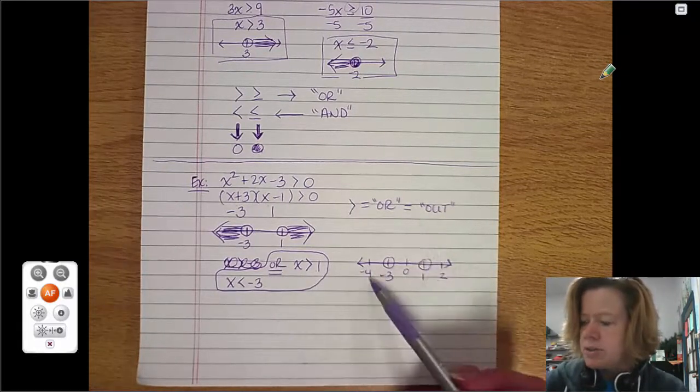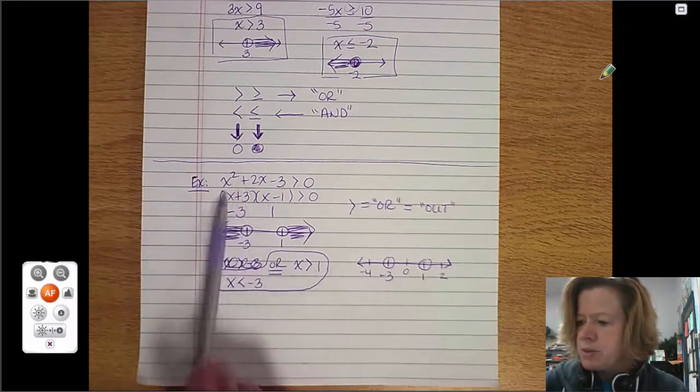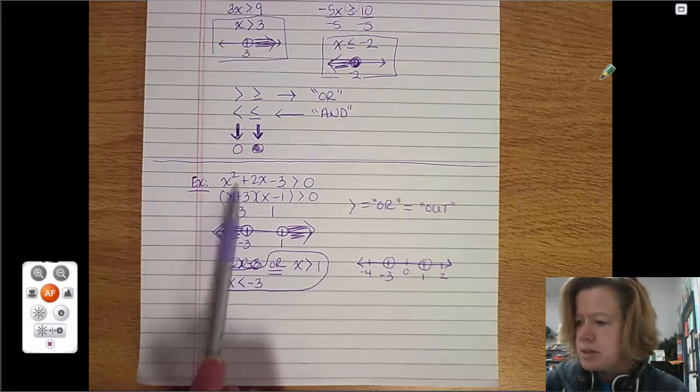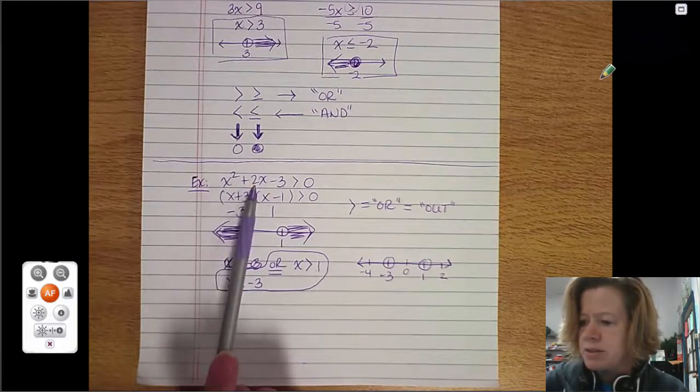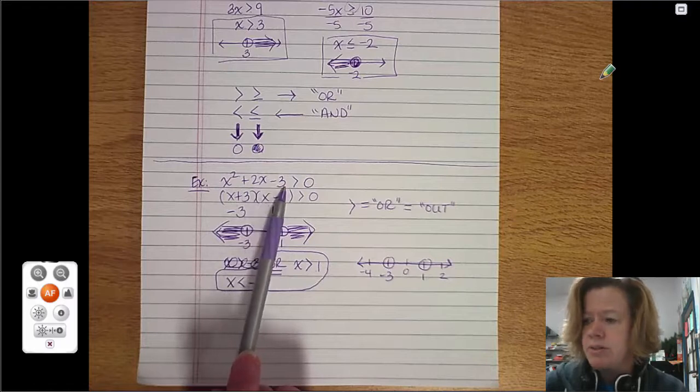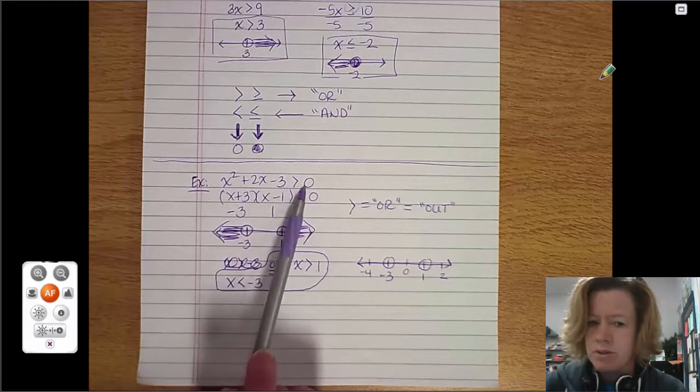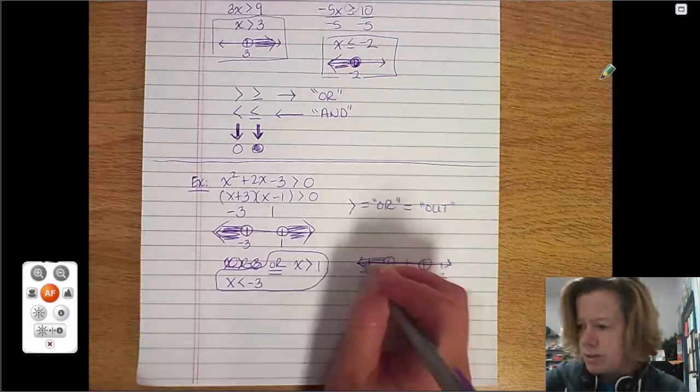So if you substitute -4 in to the original, we get 16 plus 2 times -4 is -8. So 16 minus 8 is 8, minus 3 is 5. Then you'd say, is 5 greater than 0? Absolutely. So I have to shade this way.